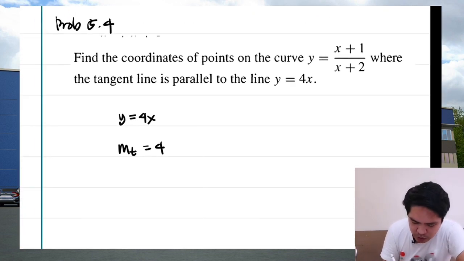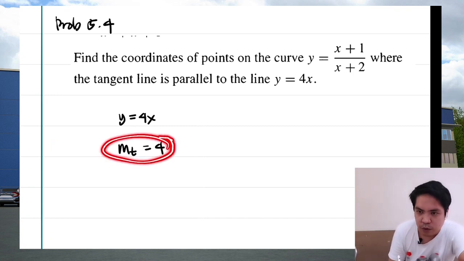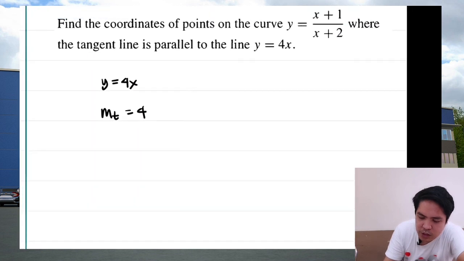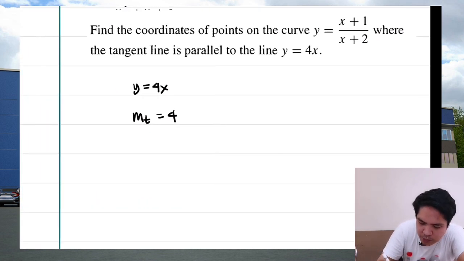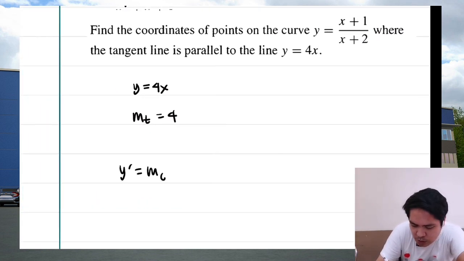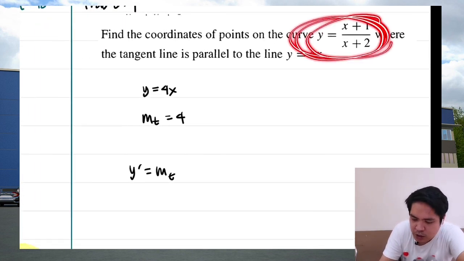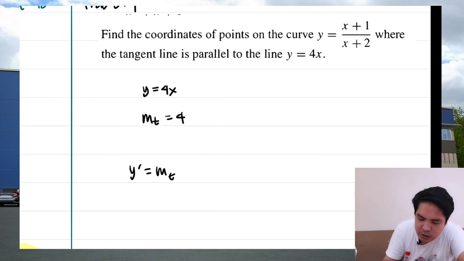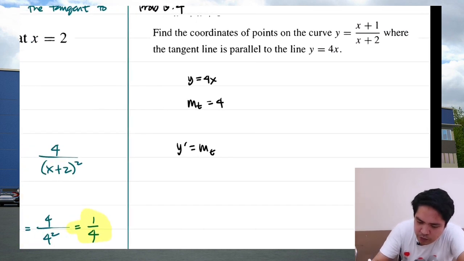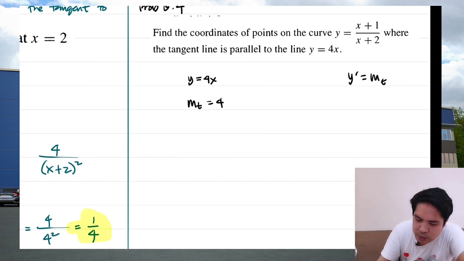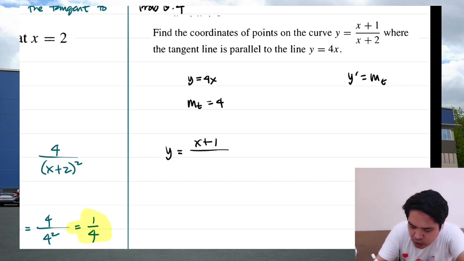So, we know that the slope of the tangent should be 4. Okay? Because it's parallel to this line. So, we know that y prime is just equal to the slope of the tangent. So we'll just get y prime from here and substitute the slope of the tangent. So from the given equation, so let me move this dito na lang. From the given equation, we have y equal to x plus 1 over x plus 2.